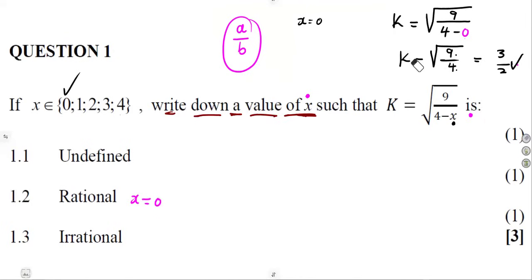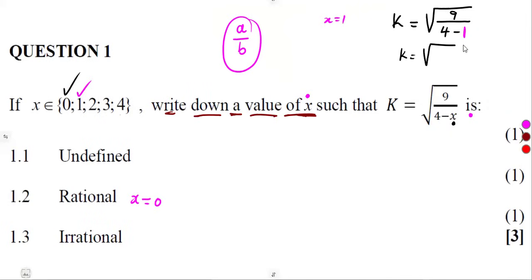All right, let's have another condition when this X is equal to 1. So that is what we have here. Our X is 1. So when X is 1, we're going to substitute a 1 here. It was going to be K is equal to the square root of 9 over 4 minus 1, which is 3. So we can simply use our calculator, or we can just simplify 9 divided by 3.